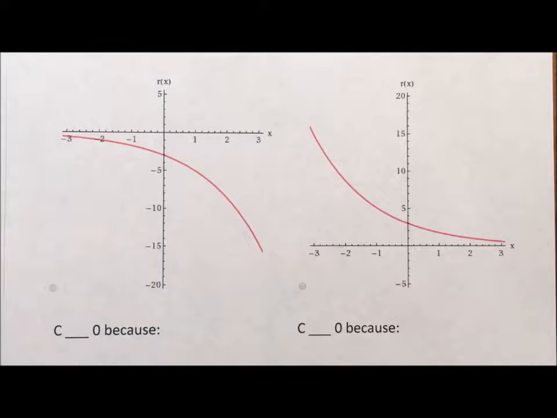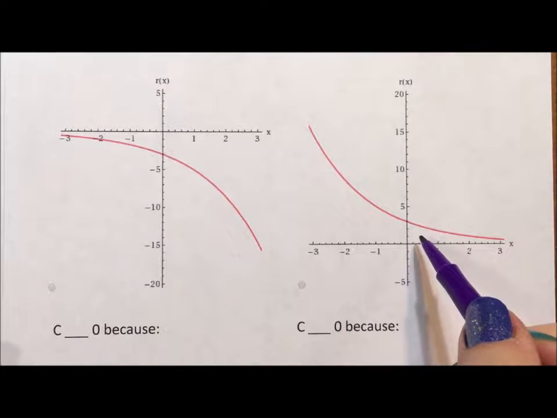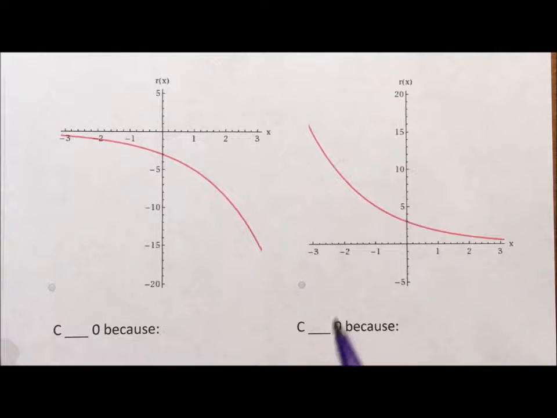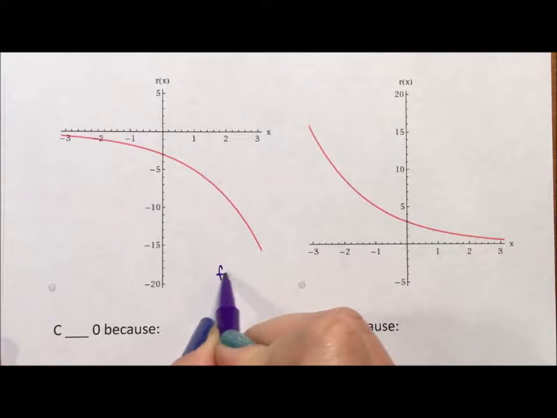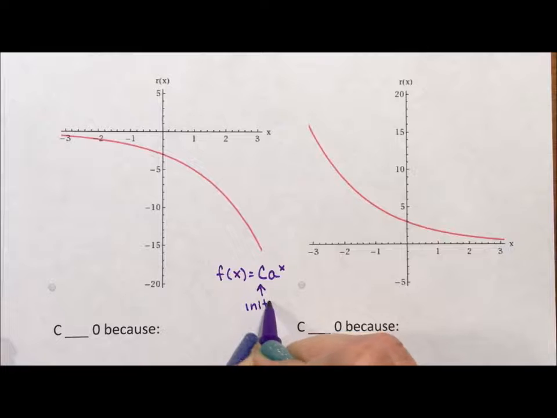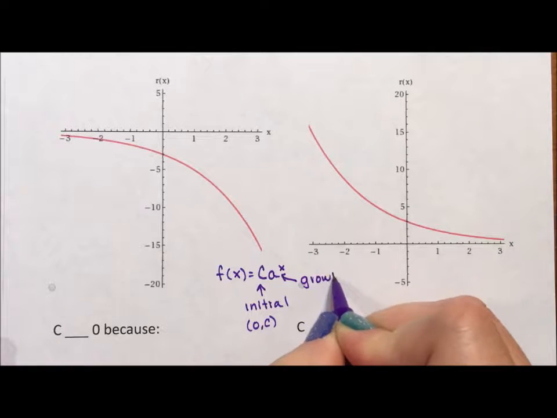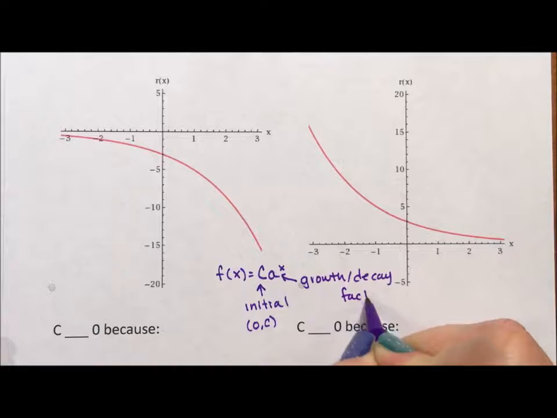Today I'm doing a series of videos on exponential functions. In this one, we're looking at our exponential functions and breaking down what the different information is. The generic form of an exponential function is f of x equals c a to the x, where c is your initial value. In other words, (0, c) is a point on the graph, and a is your growth or decay factor.